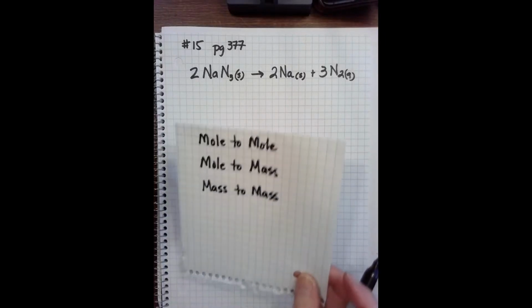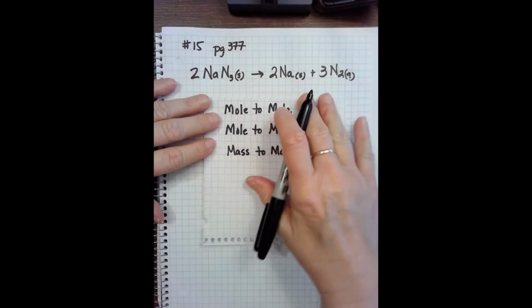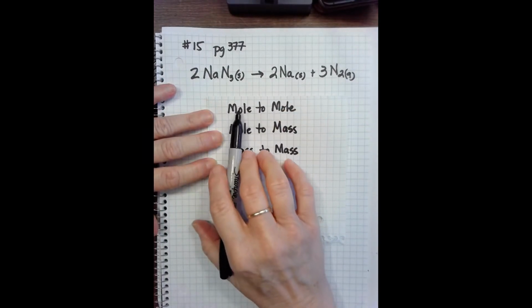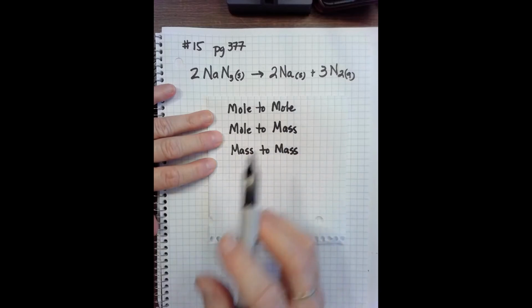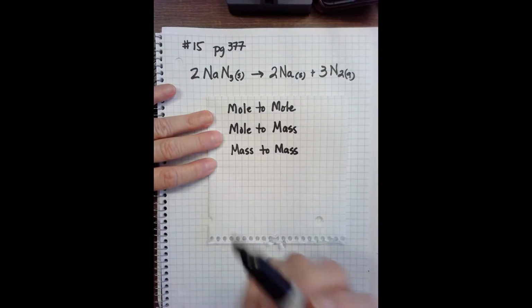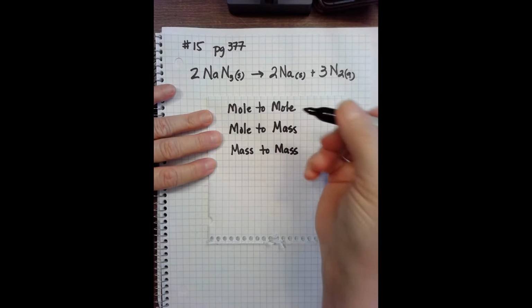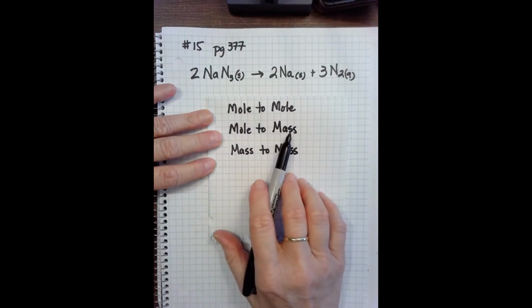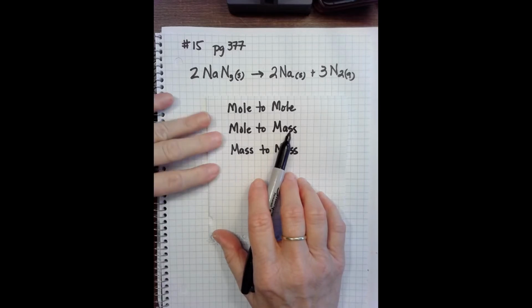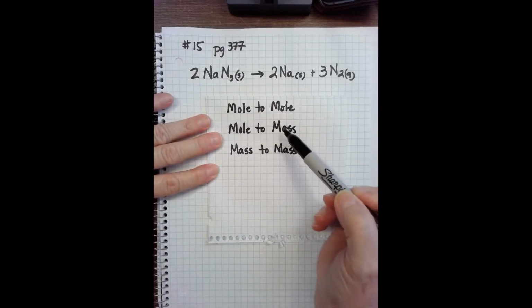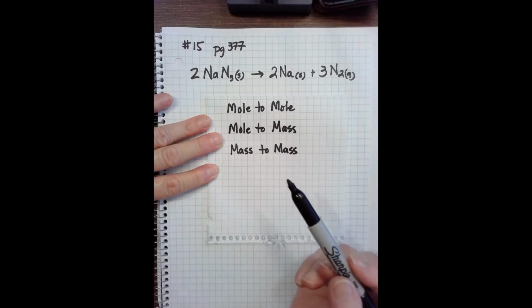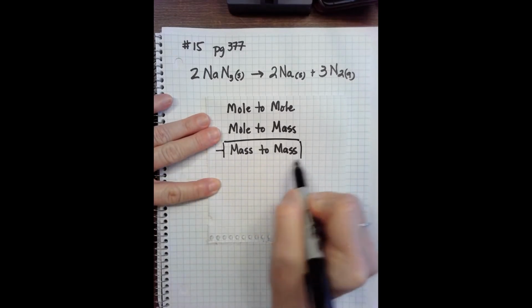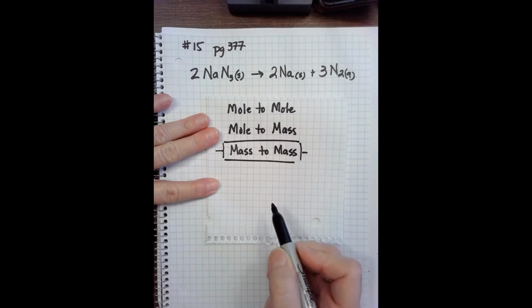Hey guys, I want to finish up this set and let's just talk about what we've done so far. We have done mole to mole problems where we were provided with a number of moles and then we calculated moles of something else. We have done mole to mass problems. And also we should understand that we could do mass to mole problems. But here is the magic right here. This is the most useful process.